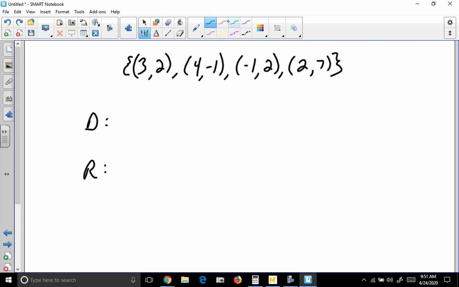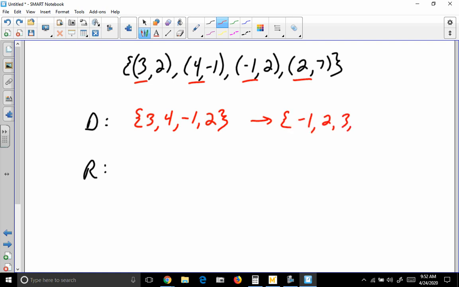So if we look at our particular set of points, these are individual ordered pairs. This one has an x of 3, 4, -1, and 2. So if we have individual points, we list their individual x values, 3, 4, -1, and 2, and we put those in braces. If you would like, you could put those in order, but it's not completely necessary. You could call that -1, 2, 3, 4, and that would be fine also.